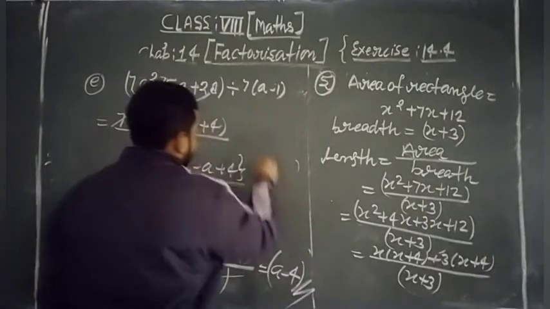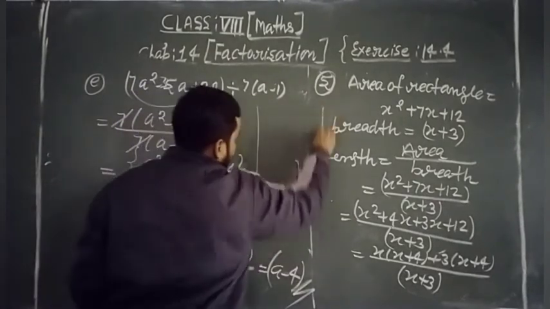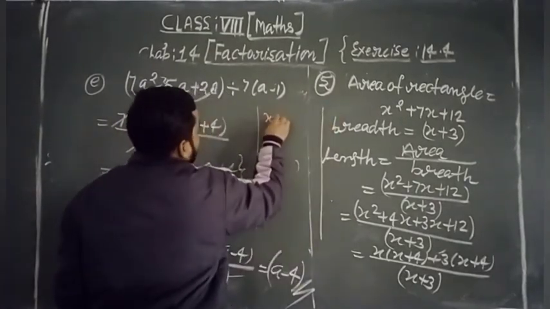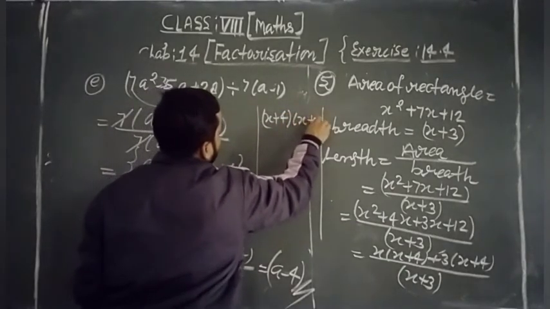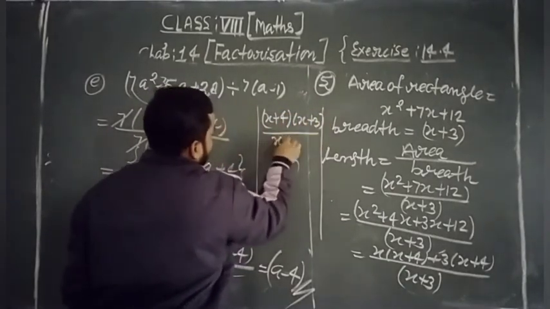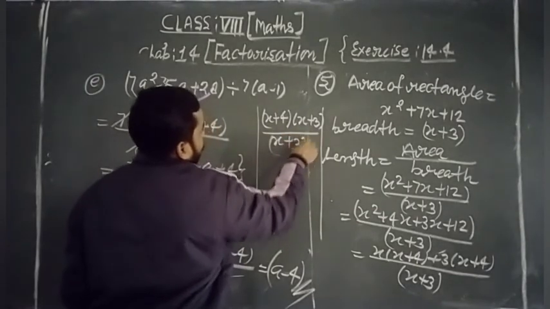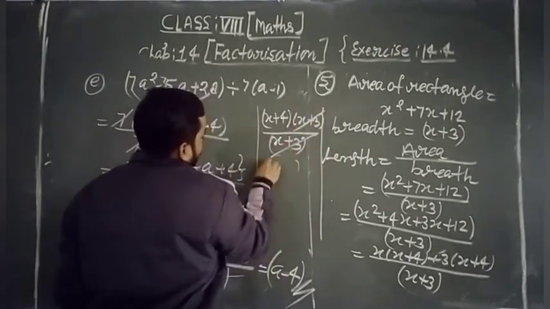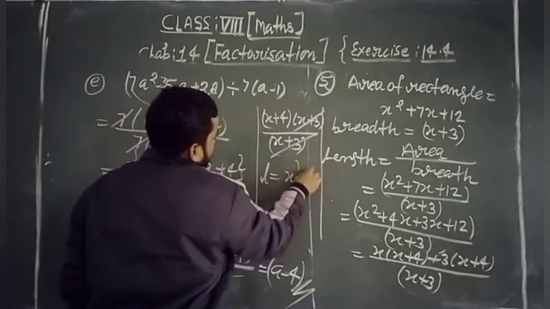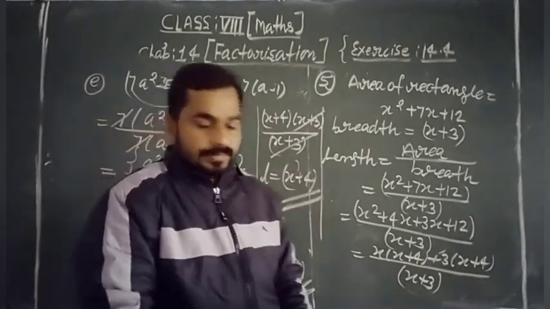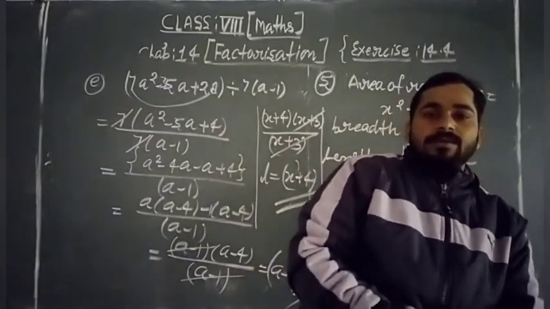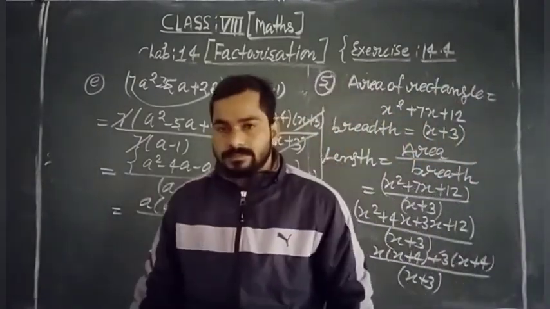So we have factors x plus 4 and x plus 3, divided by x plus 3. X plus 3 divided by x plus 3, so length equals x plus 4. Length equals x plus 4. So this time we have solved question number 5.